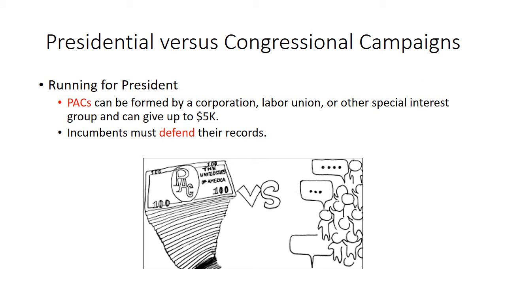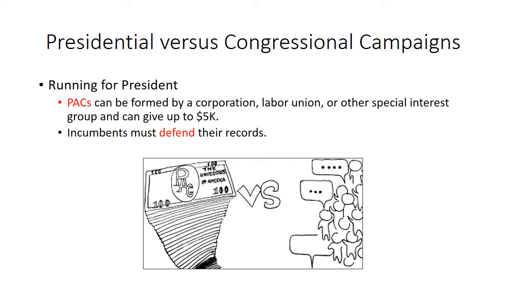Now, our last step in running for president: we have PACs. PACs can be formed by corporations, labor unions, or other special interest groups, and they can give up to $5,000. Again, PACs normally do this in the form of soft money. However, PACs can give hard money, but this is where the limitations really come in. But there's no limitation on the number of PACs.